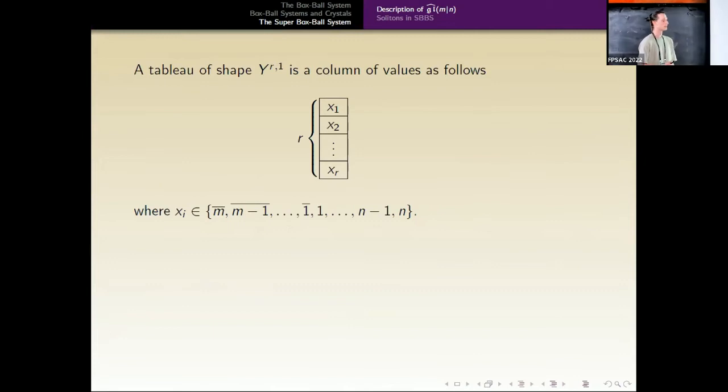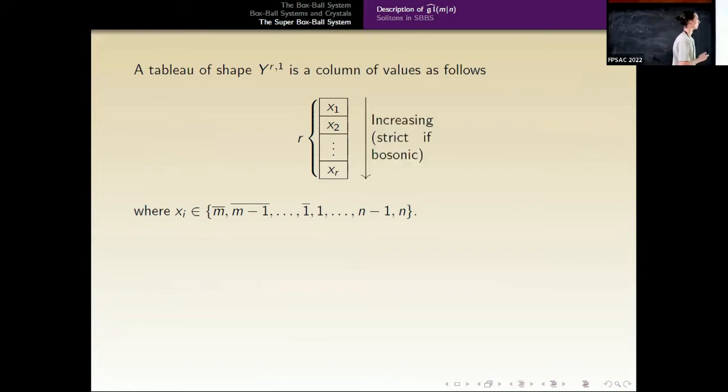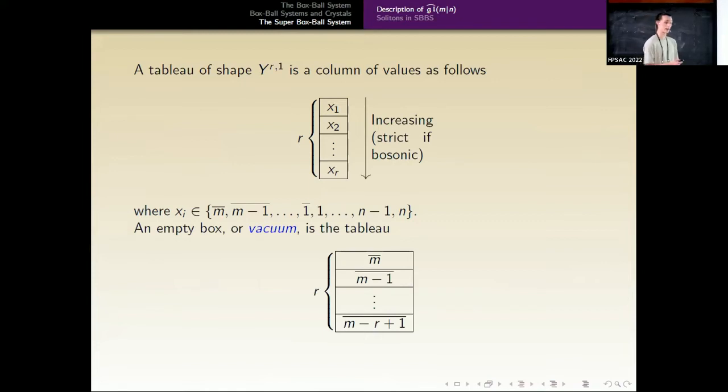Okay, so elements within our box ball system are given by tableau of shape (1^R). This is given by a column of values of height R, where the entries are given in this list. I'll also note that this is the ordering of these entries: M bar is the lowest and N is the highest. Within the system, we also have the definition of a vacuum, and this is effectively the most bosonic element that we can have.